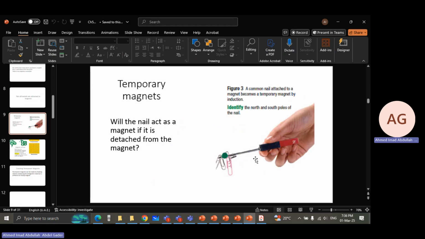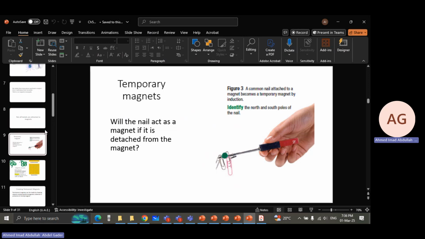So let's consider this nail. This nail is originally non-magnetic. However, when it comes into contact with a permanent magnet, it adopts the properties of the magnet and becomes what we call magnetized. So this is called a temporary magnet. The moment we remove the nail from the magnet, it will no longer exhibit these traits. So this is one way of causing a material to become temporarily magnetized.